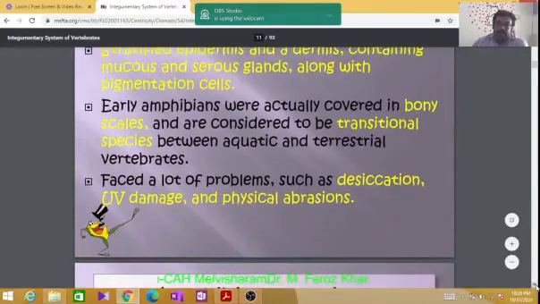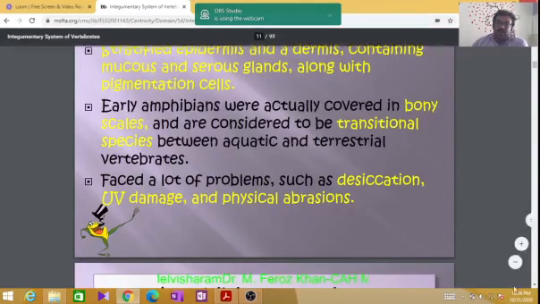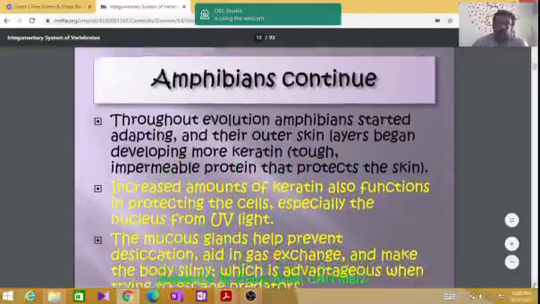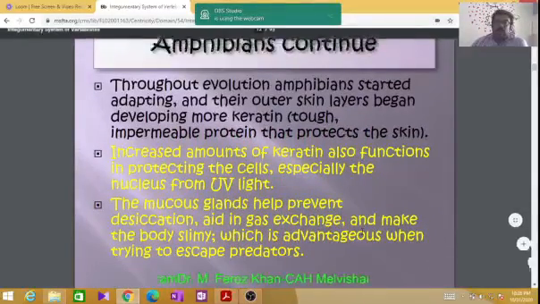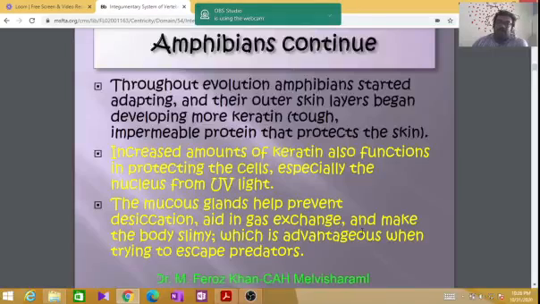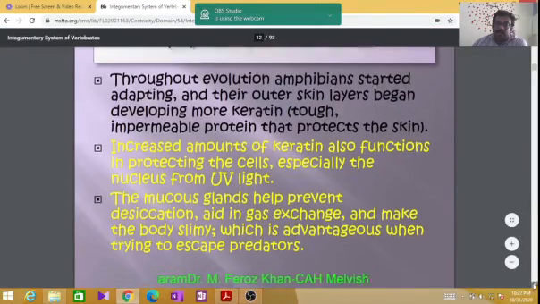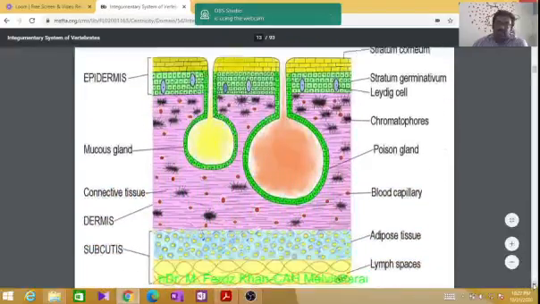What are the functions and what are the problems? They suffer from desiccation, UV damage, and physical abrasions. Going behind the evolutionary aspects, the amphibians developed very adaptive mechanisms like impermeability of protein that helps in skin protection, such as the protection of keratin. Keratin protects these animals from UV light, and the glands help to avoid desiccation, aid in gas exchange, and escape from predators. Look at the structure of the skin.